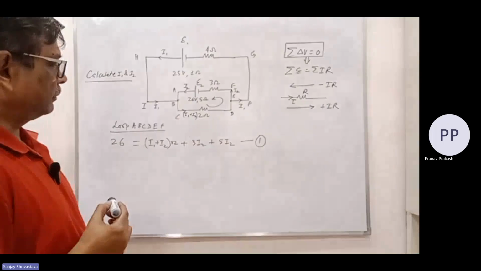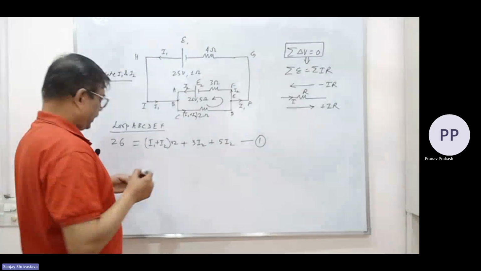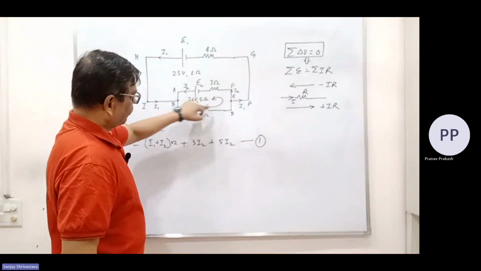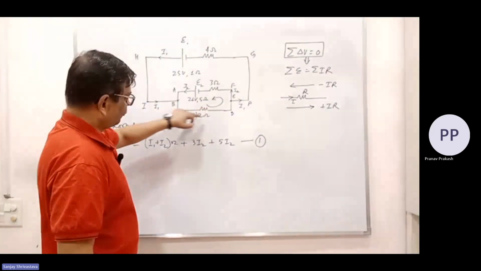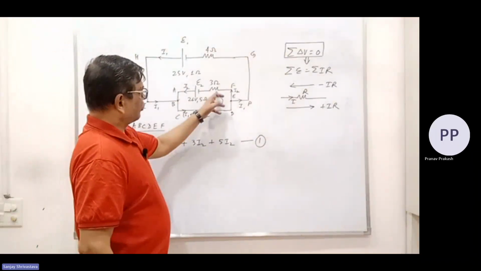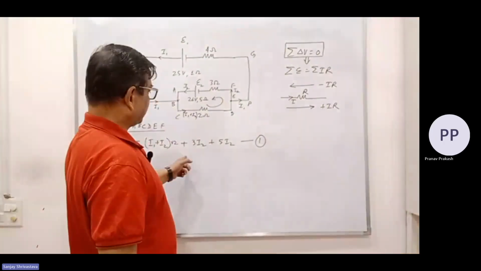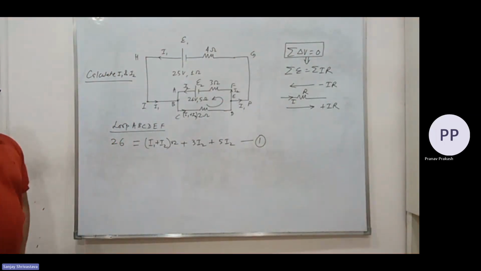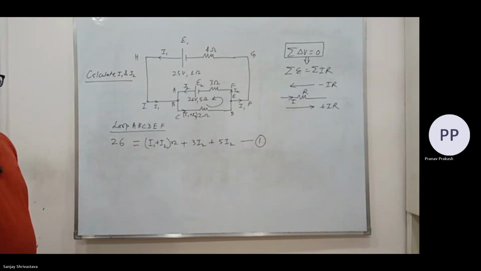Are you okay, Pranav? So hence this will be 26. Now if you look at the 2 ohm resistance, since we are taking anti-clockwise, the direction of the loop and the direction of current are the same. So we take the plus sign: (I1 plus I2) into 2. Likewise, for the 3 ohm resistor, the direction of current is the same as the direction of the loop, so plus 3 I2, and the same for the internal resistance, so it will be plus 5 I2. Clear?